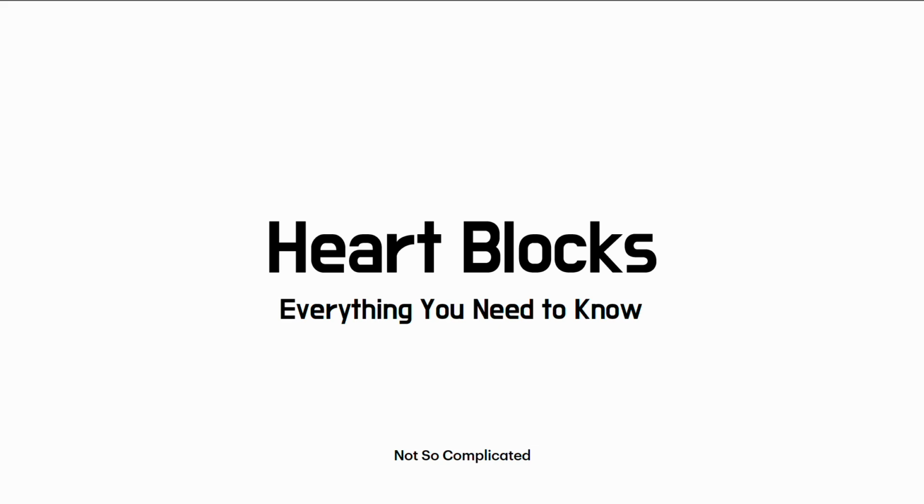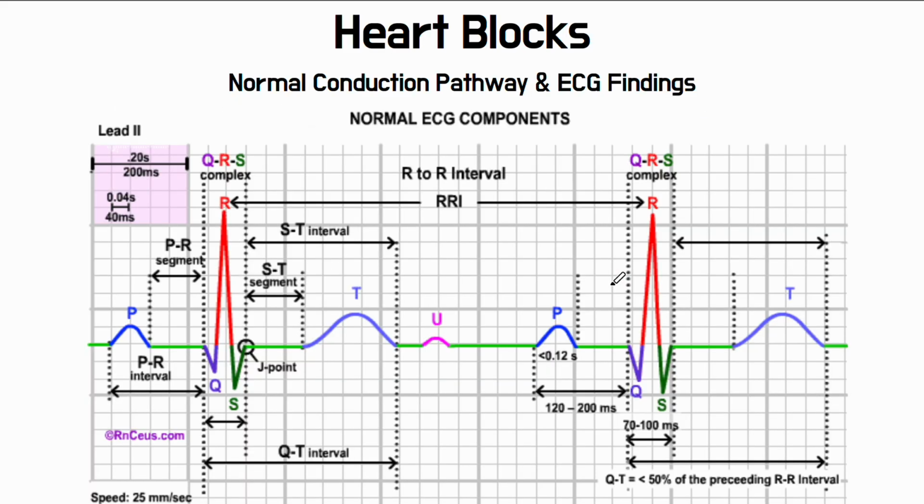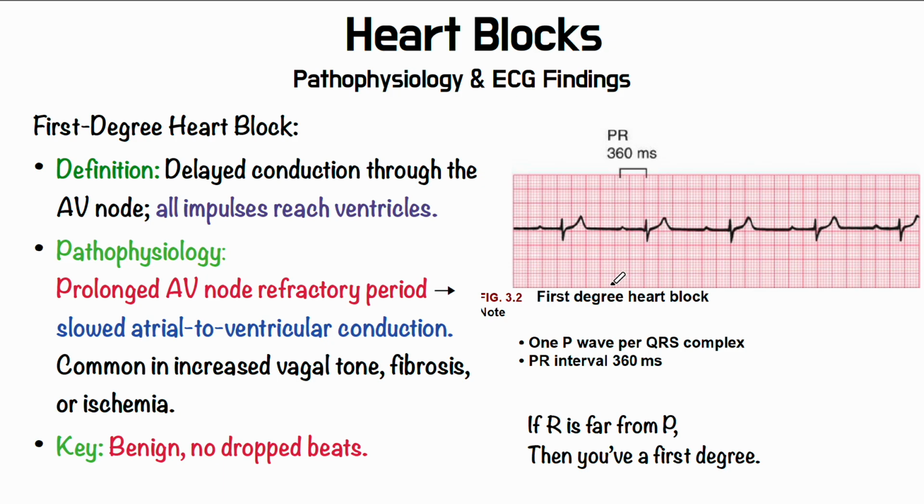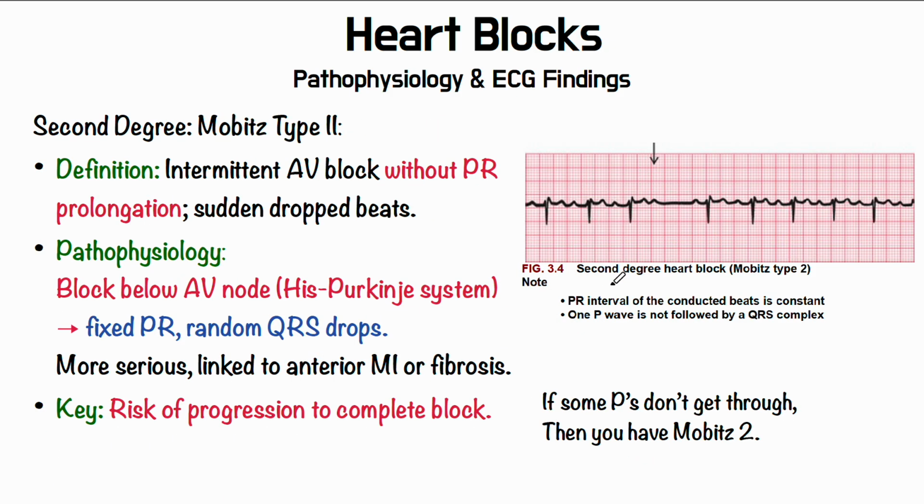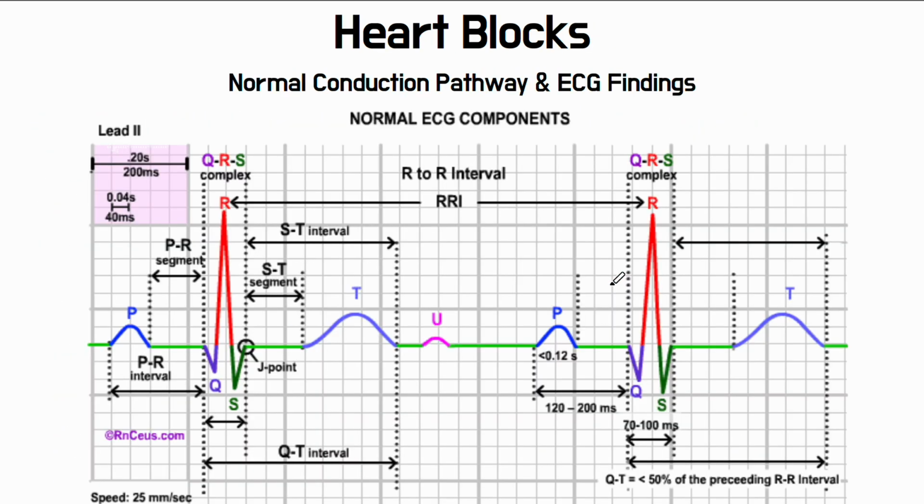Welcome back to Not So Complicated, and today we are talking about heart blocks and everything you need to know on heart blocks. We will first review the normal conduction pathway and corresponding ECG findings, how to read ECG findings, like a summary or recap. Then we will cover an overview and types of them, and each type will be broken down into details including pathophysiology, ECG findings, mnemonics, and also the management pathway, right? So let's begin without further delay.